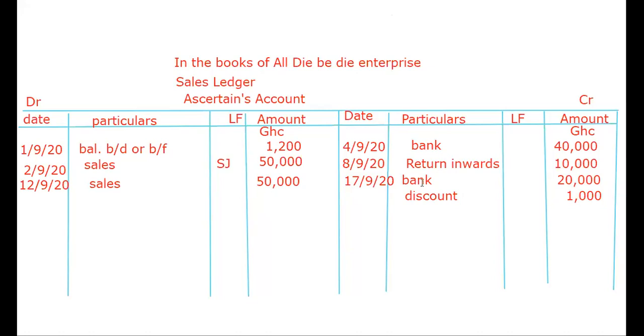So it will be debited on the discount account. Yeah, exactly. So it will be debited. So discount account, and a general ledger. How much was the figure here? 1,000 cedis. 1,000. So you have to open the discount account.